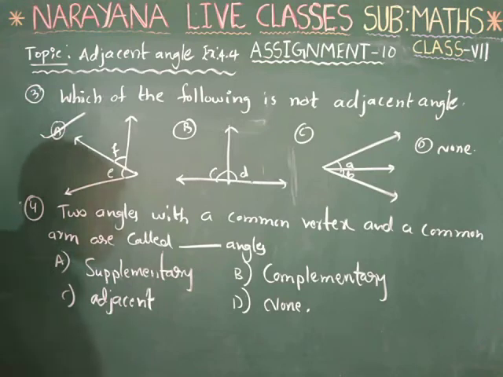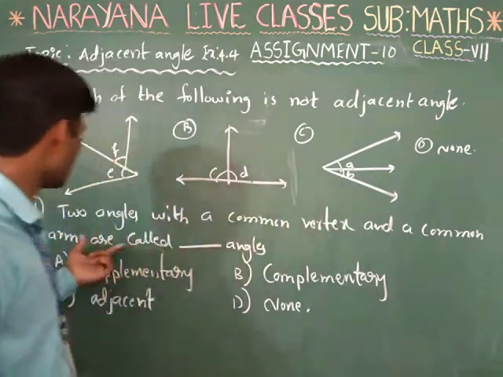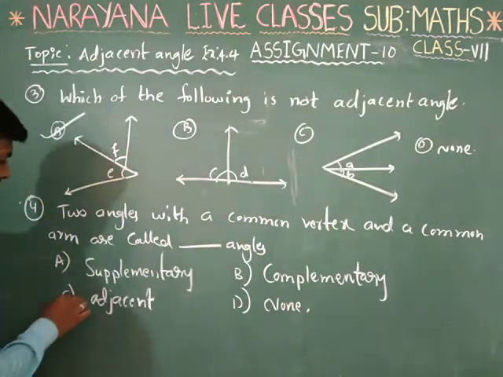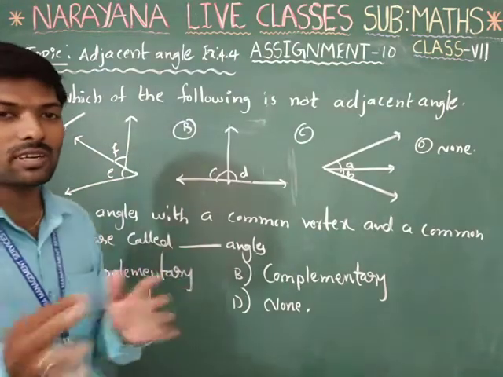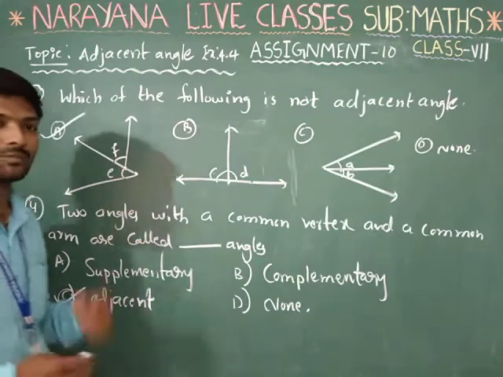Let's take question number 4. Two angles with a common vertex and a common arm are called dash angles. That is nothing but adjacent angles only. The two angles having the common vertex and arm, we call them adjacent angles. That is option C. Thank you.